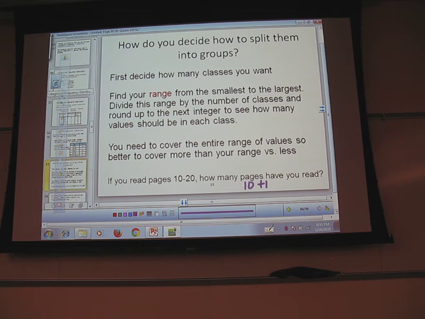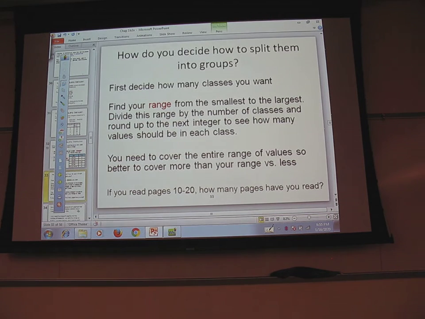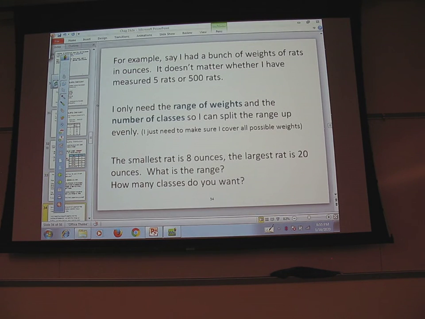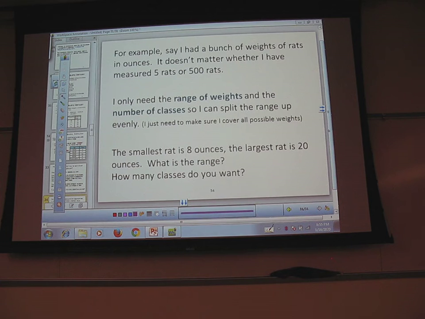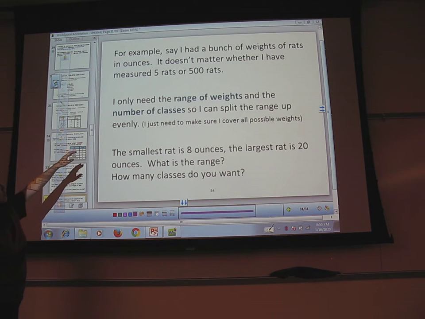All right, so let's take a look at an example. I have a bunch of rats. I weigh them all. Doesn't matter how many rats I weigh. It just matters what ranges I need to cover. So the skinniest rat is 8 ounces. The biggest rat is 20 ounces. What's my range? So again, it doesn't matter how many rats I have. I need to cover anywhere from like 8 ounces to 20 ounces.